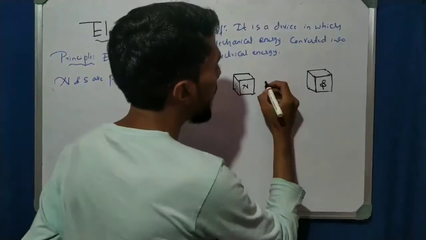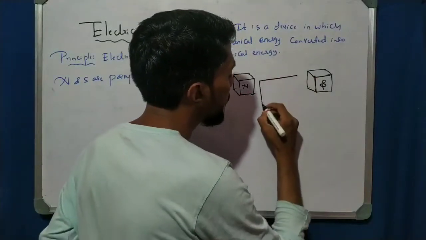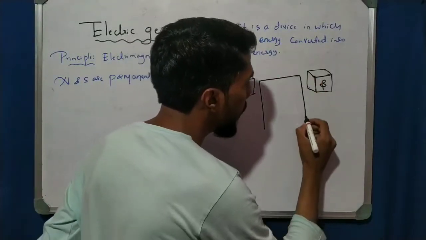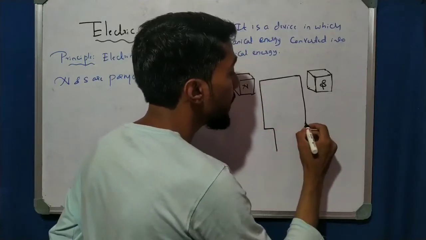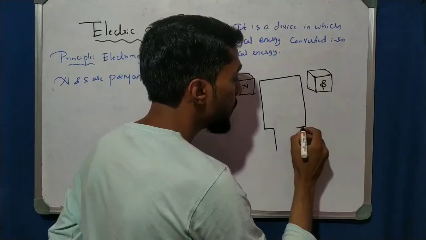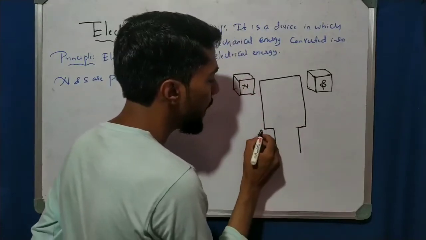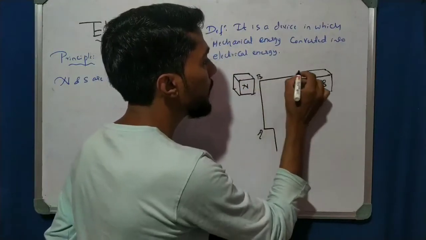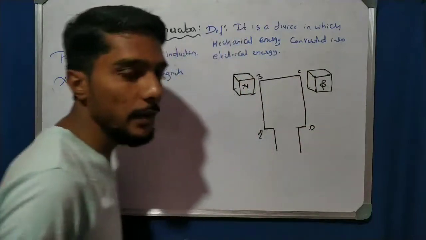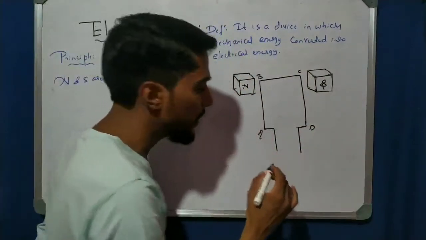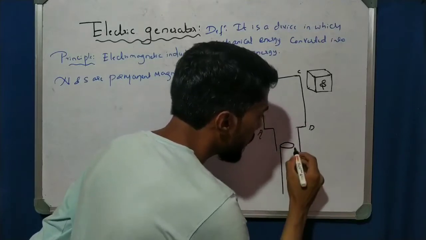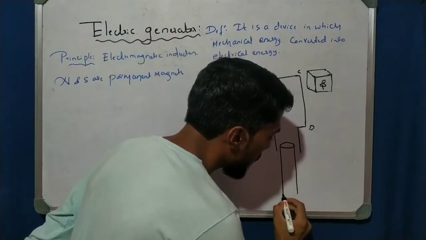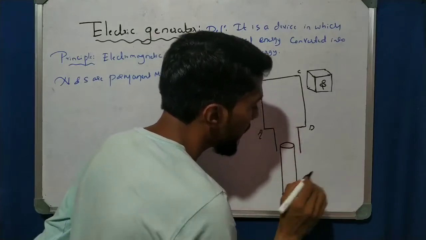Now same here, we take a coil ABCD, that is called the armature. A rectangular coil on which insulated copper wire is wound is called the armature. We name it A, B, C and D, same naming. Same here we use an axle, a rotation pipe, and we take the axle up to the same.